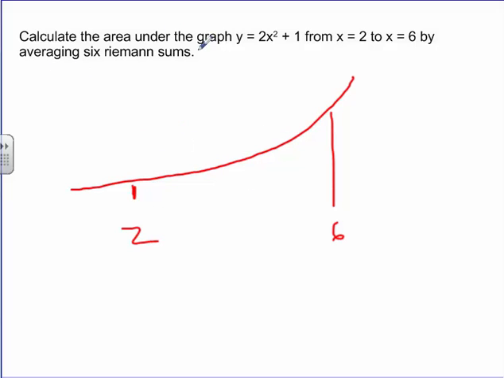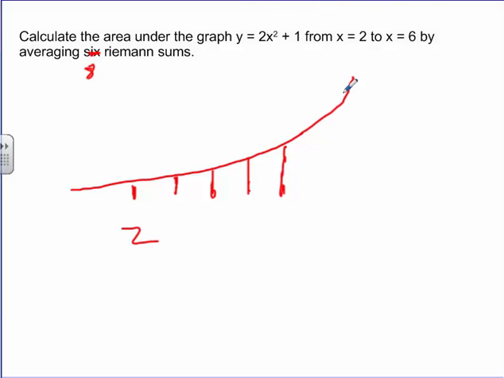Now I want to have 6 Riemann sums from 2 to 6. So I'm going to go from 2 to 2.5 to 3 to 3.5 to 4. Maybe I should change that. Let's make it 8 Riemann sums, just because then I can go up by halves.